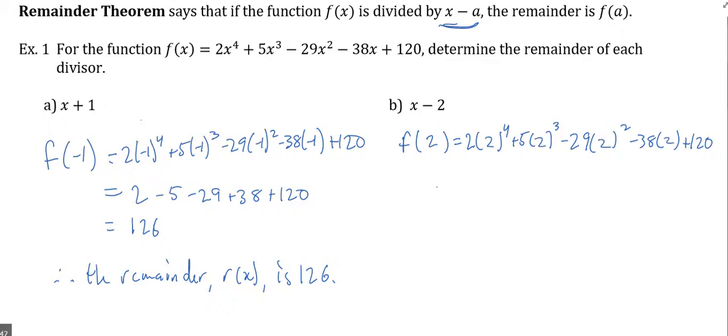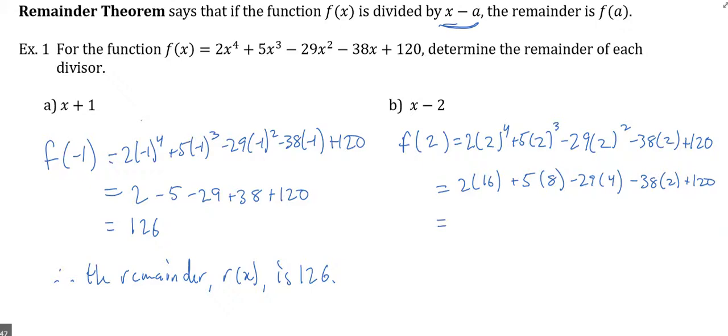And again, 2 to the 4th is 16. 2 to the 3rd is 8. 2 squared is 4. 38 times 2 plus 120. And this one works out to... Who's got this one? 0. Anybody else get 0?